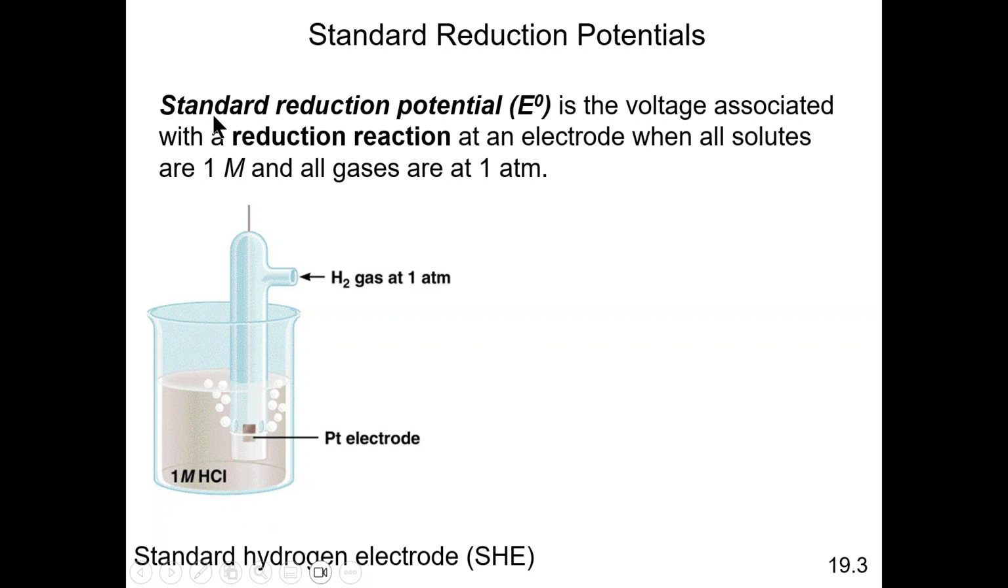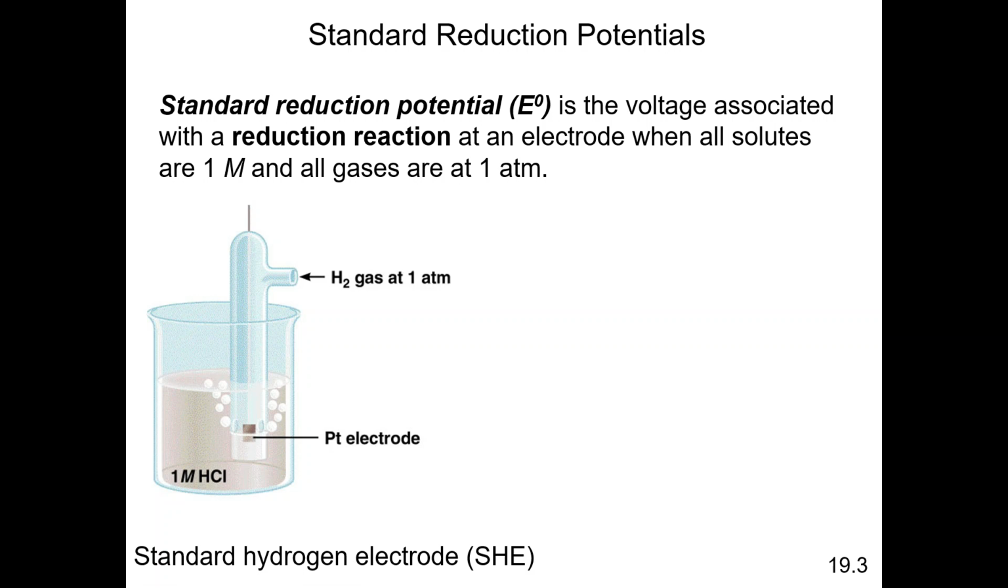Now you'll notice here, we call this the standard reduction potential, E0, with the 0 being a superscript right here. This 0 basically indicates that the conditions are standard conditions. This symbol is something you should have met before in General Chemistry 1 when you were discussing thermochemistry and, more specifically, standard enthalpy, right?